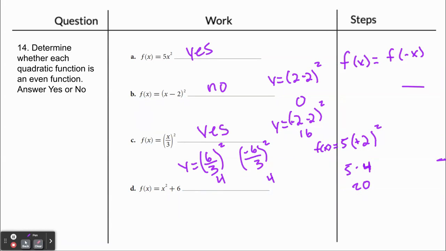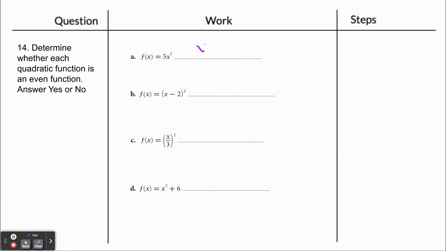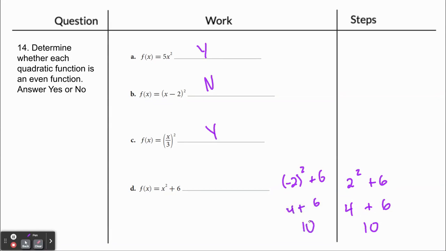And then I'm going to clear this really quick to make a little bit more room. Remember, this was yes, no, and yes. The last one here, I'm going to plug in some values. So 2 squared plus 6 gives me 4 plus 6, which is 10. If I plugged in -2 squared plus 6, that gives me 4 plus 6, which is 10. So yes, this is also an even function.